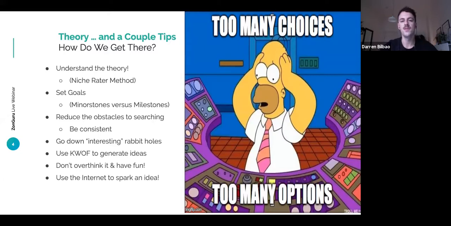Use the internet to spark an idea. If you're getting really, really stuck, there's nothing wrong with typing into Google "hottest products of 2019" and just going through and trying to come up with some ideas that way, typing them into Amazon after that, seeing how well they sell, and just using the internet. So just type in "best Christmas gifts 2019" and have a look at the different lists and see if they work for you.